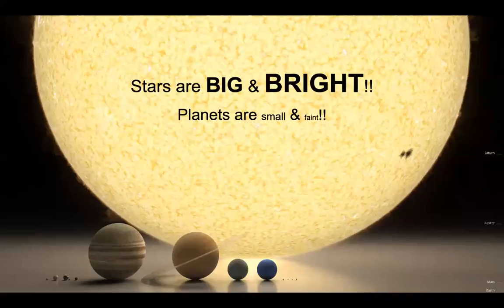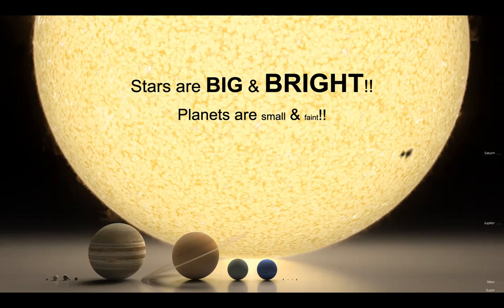So just to give you a sense, Jupiter, for example, is 10 times smaller than the sun in radius, in one dimension, not in volume. Earth is about 10 times smaller than Jupiter, so 100 times smaller than the sun. Jupiter, 10 times smaller than the sun, is about 10,000 times fainter. 10 times smaller, but 10,000 times fainter.